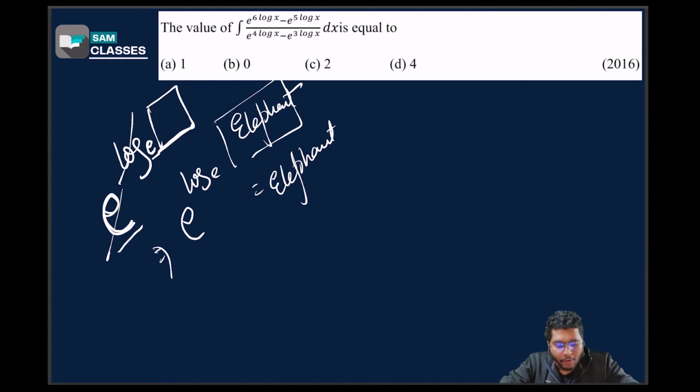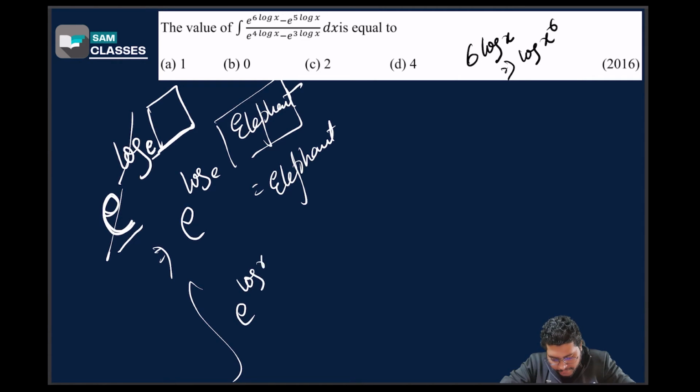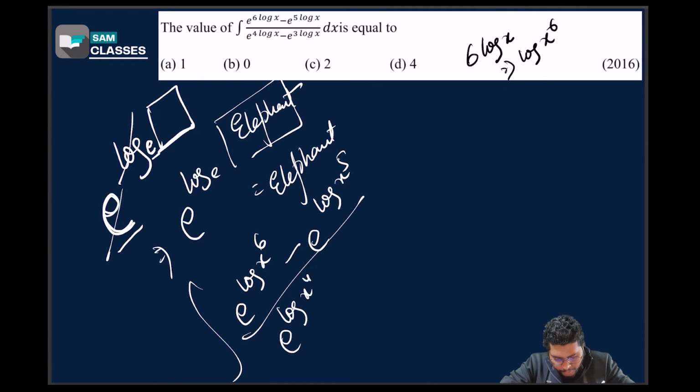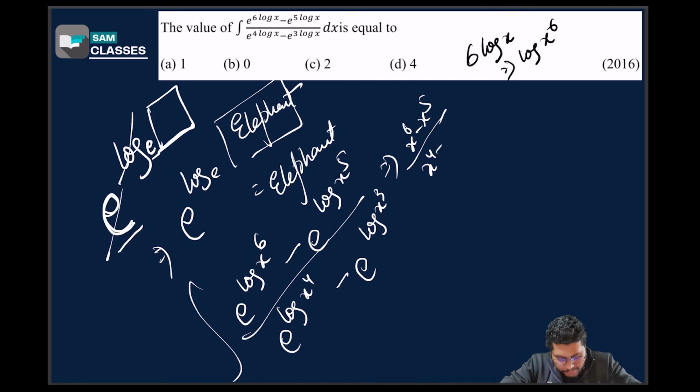And the basics of log. What is log basics, sir? 6 log x can also be written as log x power 6. That's it, done. So this whole question, what you could have written is e power log x power 6 minus e power log x power 5 whole divided by e power log x power 4 minus e power log x power 3. Now you already know e power log elephant is what? Elephant only. So e power log x power 6 is x power 6 minus x power 5 by x power 4 minus x power 3.